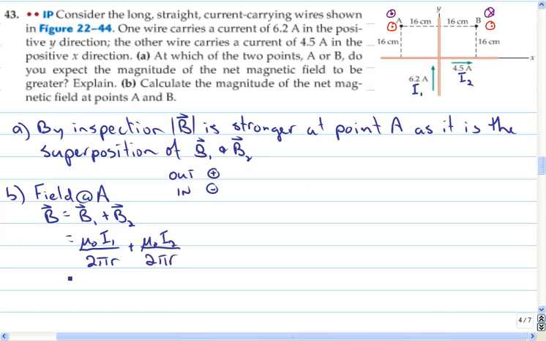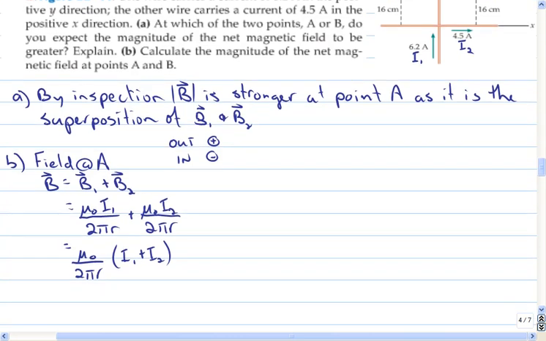I can factor out the mu naught over 2 pi R, and then I've got I1 and I2. Since mu naught is a positive value, and R can't be negative, the only thing is the direction, so I'll talk about the current being positive or negative. But since both of these fields are coming out, I'm going to use the positive values for both of these currents. So I'll just plug them in.